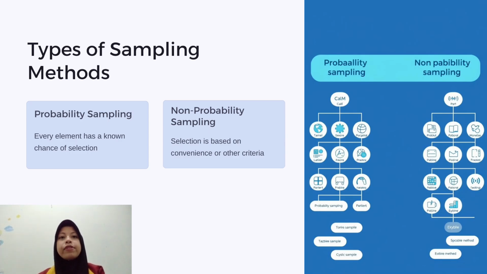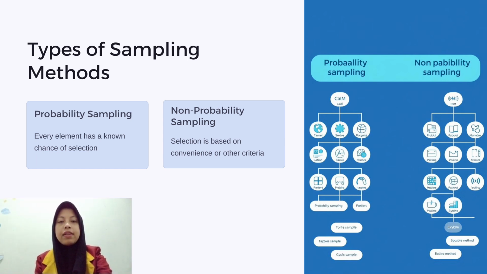There are two types of sampling method. The first is probability sampling and the second is non-probability sampling. In probability sampling, there are four types. The first is simple random sampling. The second, stratified sampling. The third is cluster sampling. And the last, systematic sampling.